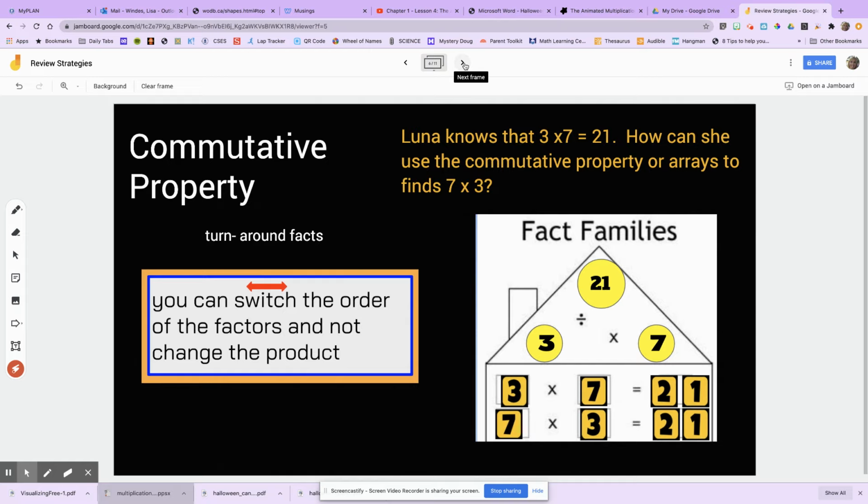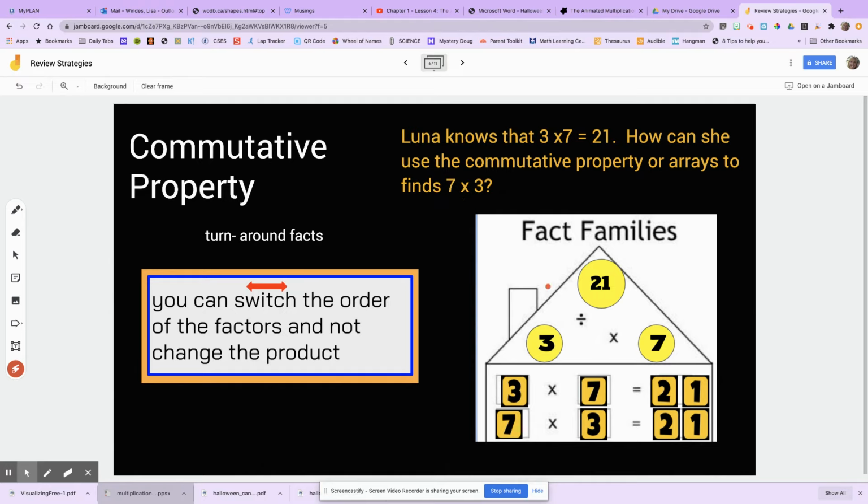Okay, so now we're going to look at number 6. And number 6 combines 2 strategies. So you might be using the commutative property. So let's look at the problem here. Luna knows that 7 times 3 equals 21. How can she use the commutative property or arrays to find 7 times 3? And I do see my little typo there.